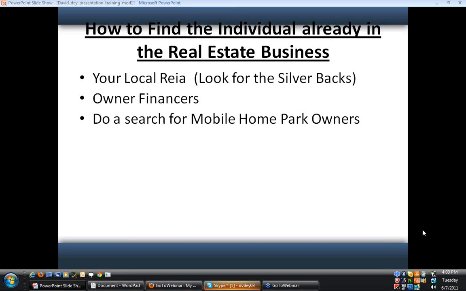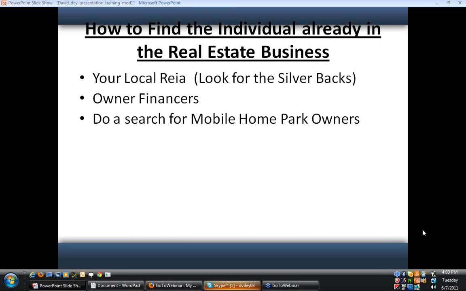Guys, that's where the list brokers get their lists from, from the counties and from the assessor's office. You can go there and get it many times for free. And if you pay a little bit, it's not that expensive. But many times it'll be free.